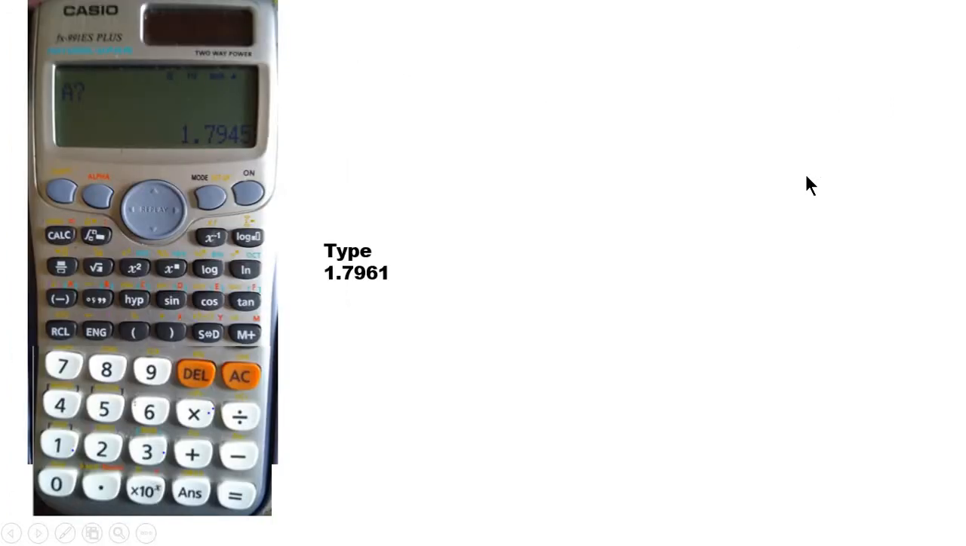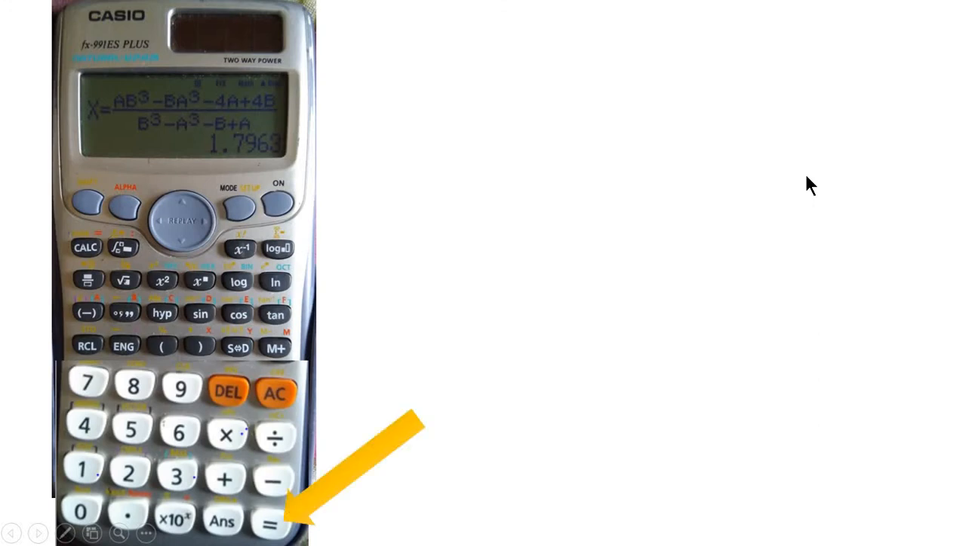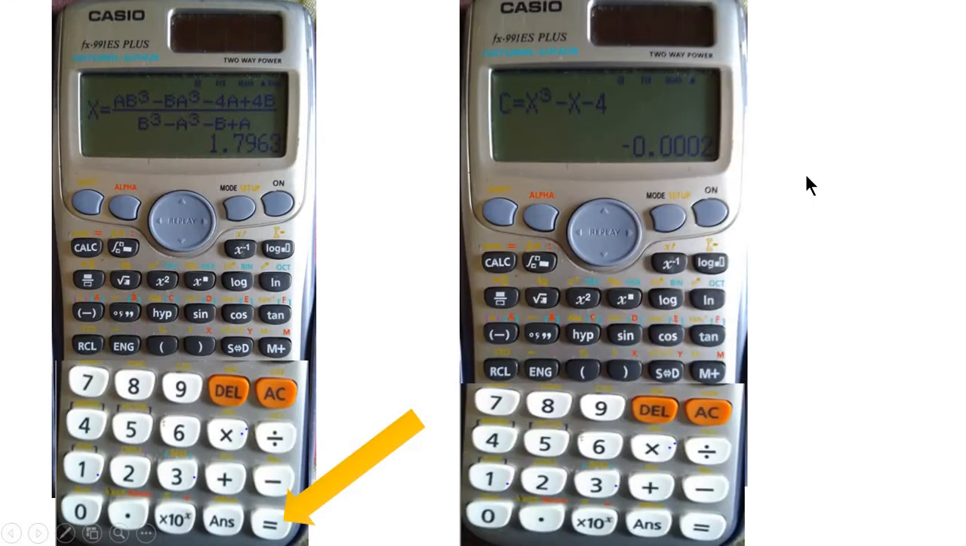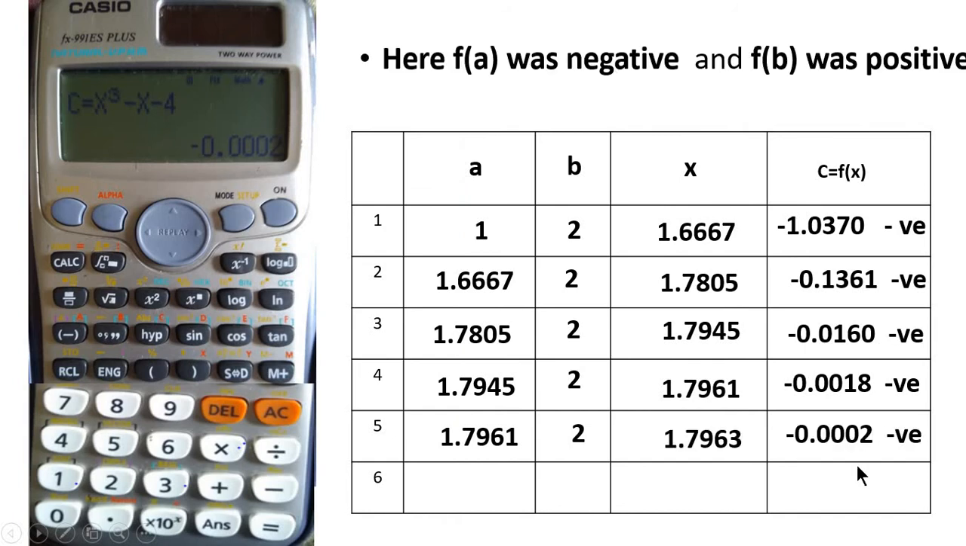type the new value of a, type the new value of b, it will give you x. Write in your table, press equal to, write the values of x and c. Again c is negative, replace a by x and b by 2 itself.